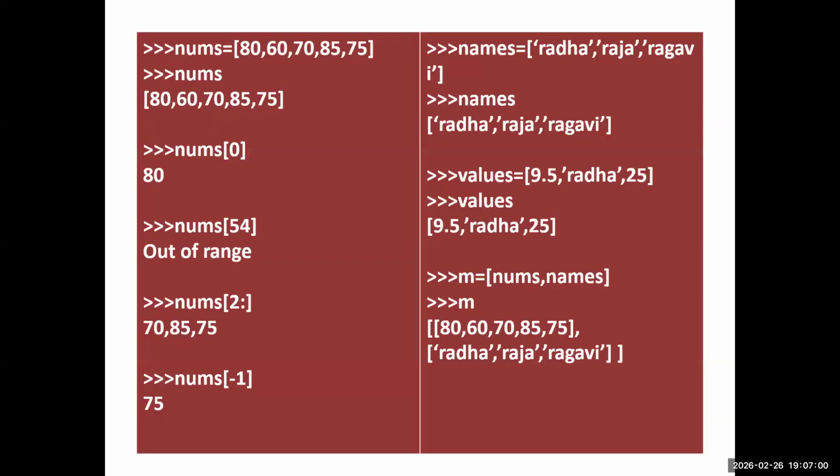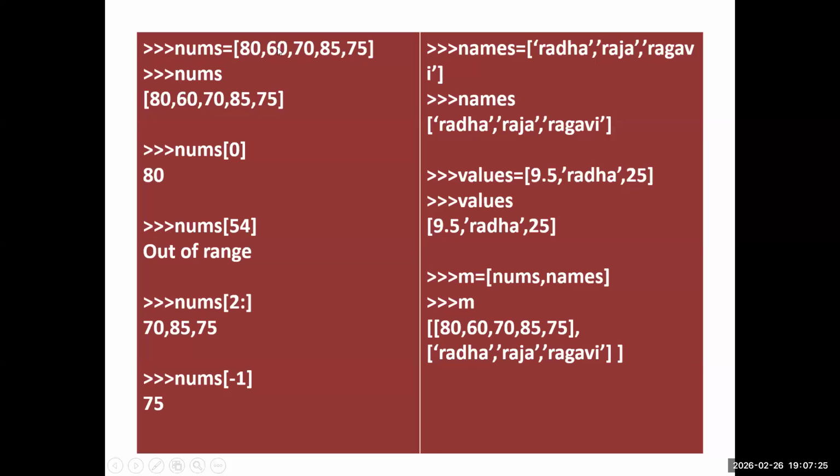Then I have given an example for the list. How to use a list in Python? Just specify the name, equal to, then use the index bracket. Within that bracket, you give the collection of items, separated by commas. Then you close the bracket. This is nothing but what we call a list.